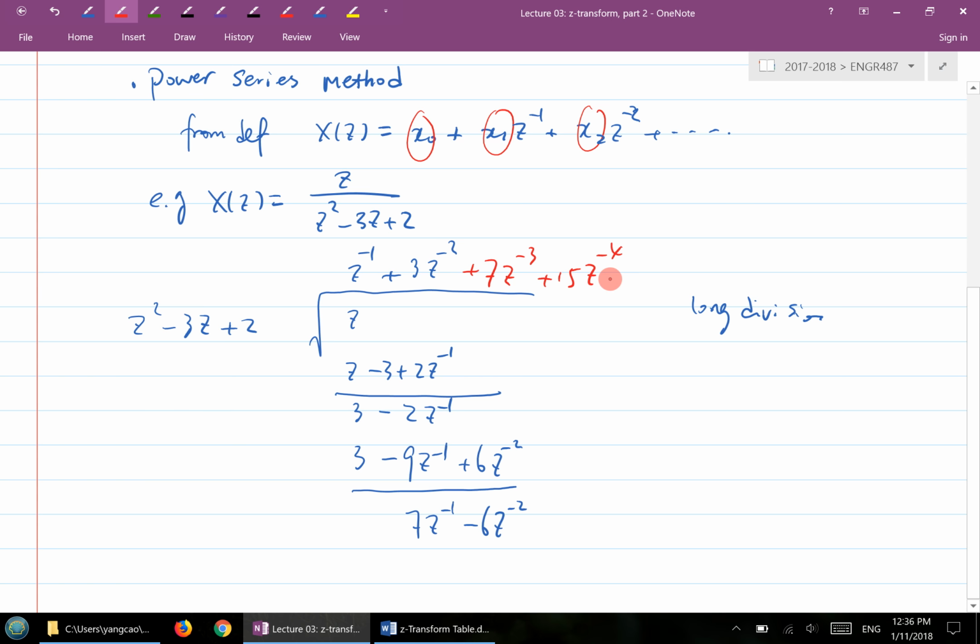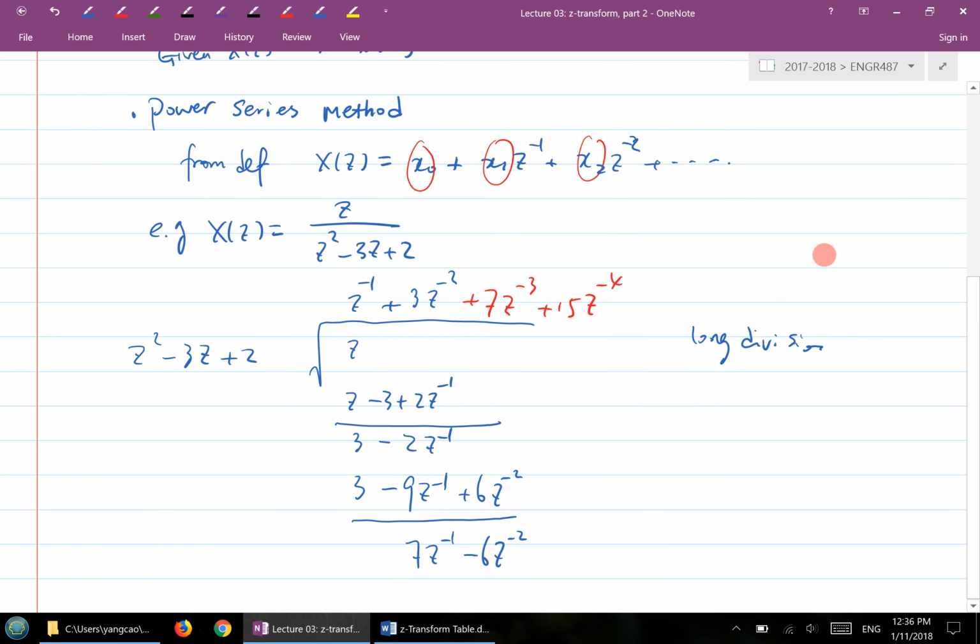But that's okay, because what we're really looking for here is the coefficient in front of z to the power -1, z to the power -2, right? So this chunk out of here, and plus all the infinite rest of the terms, is what this is equal to, right? So equal to this long division, or to the X of z.